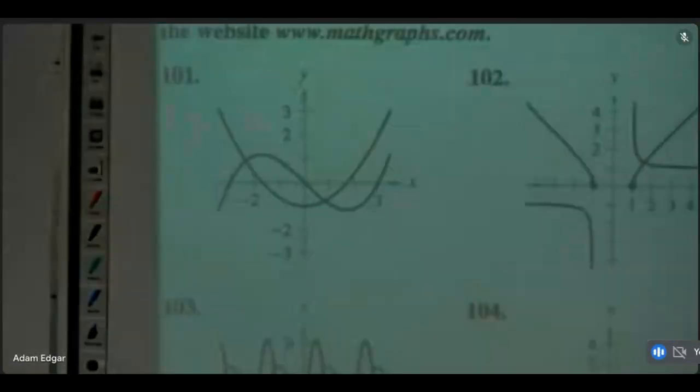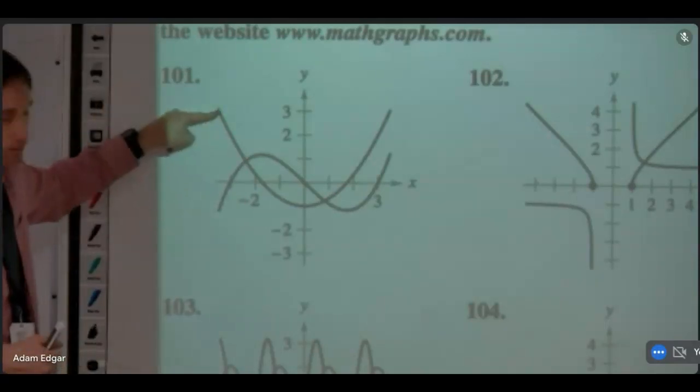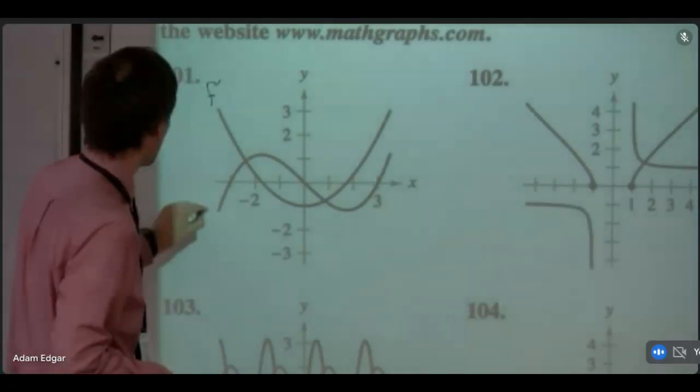All right, so for 101, one of these is F and one of these is F prime. Now, when you have them both on the same graph, I think the best way to do it is just guess who's who and then check and see if it works out. So let's pick the parabola. What do you want the parabola to be? F prime. All right, so if S is F prime, then this guy's F, and then we kind of reason it through.